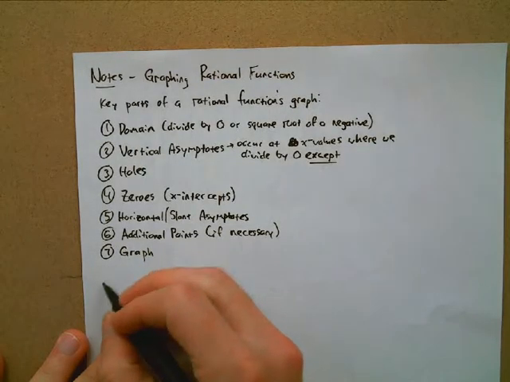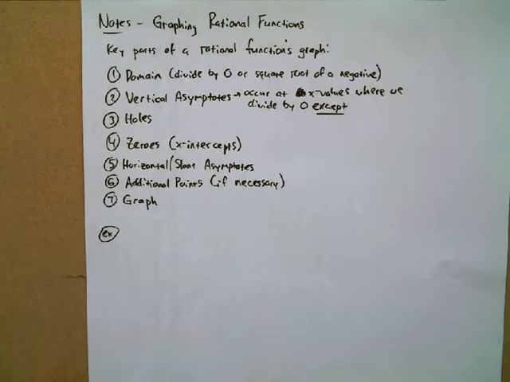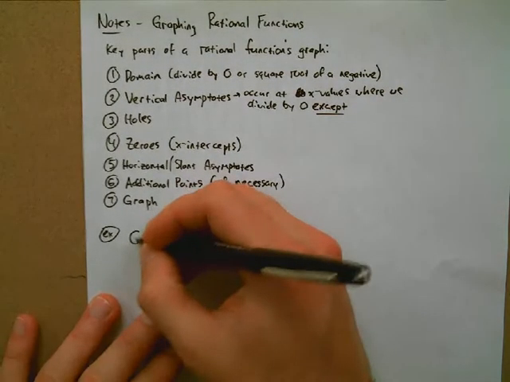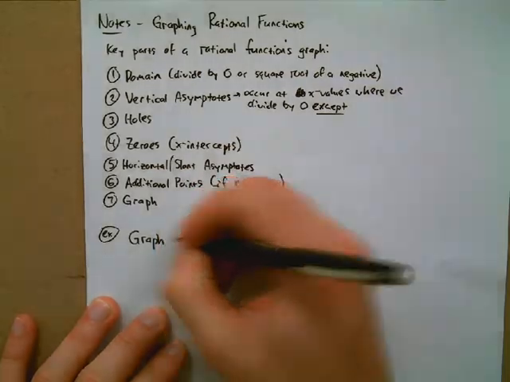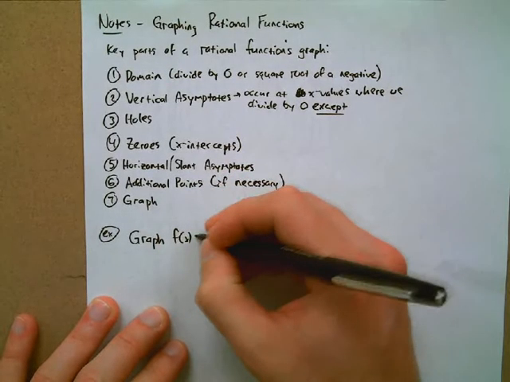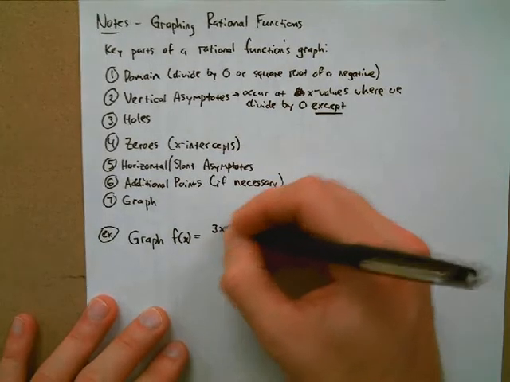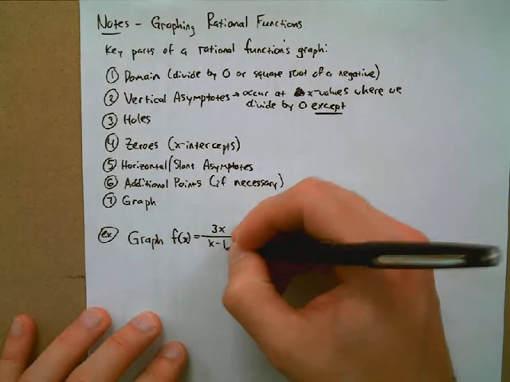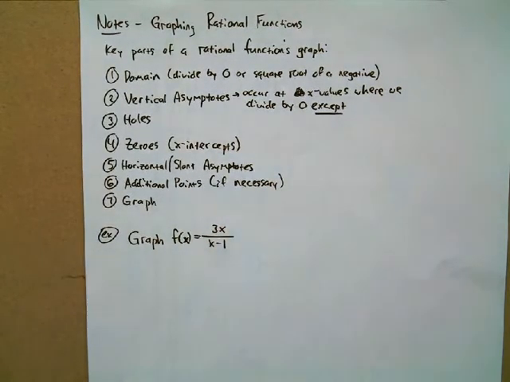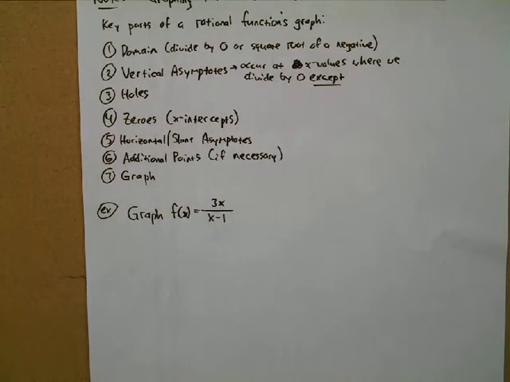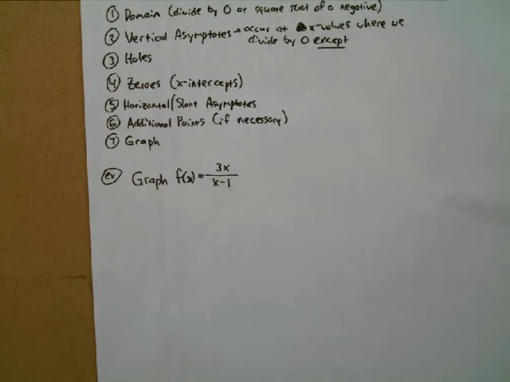Let's do an example. Let's just jump in here. We're going to graph the function f of x equal to 3x over x minus 1, the quantity x minus 1. All right, so first, let's identify that domain.